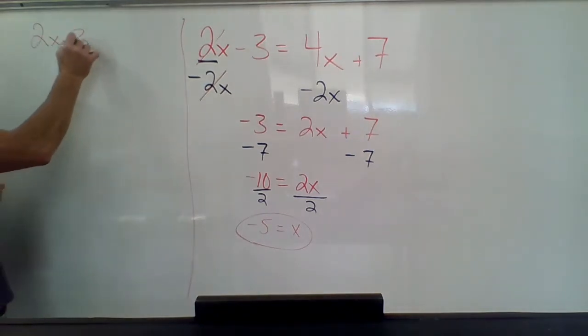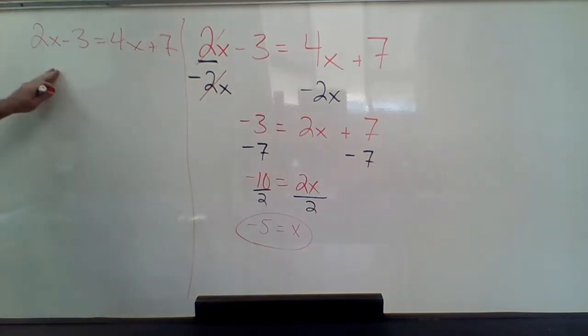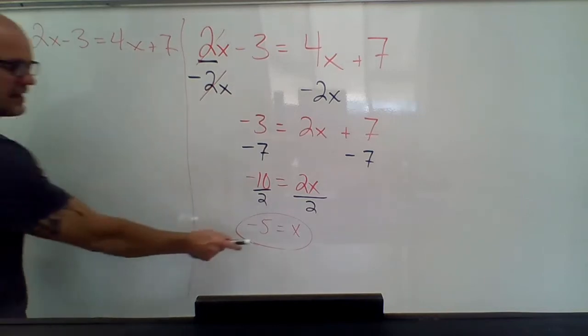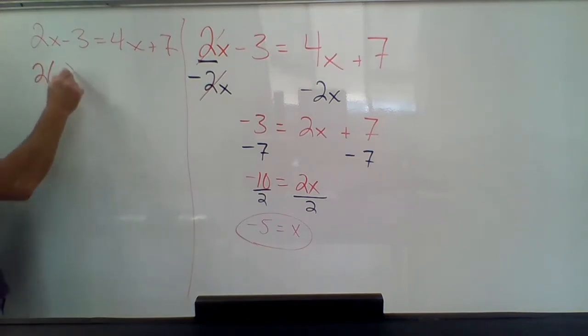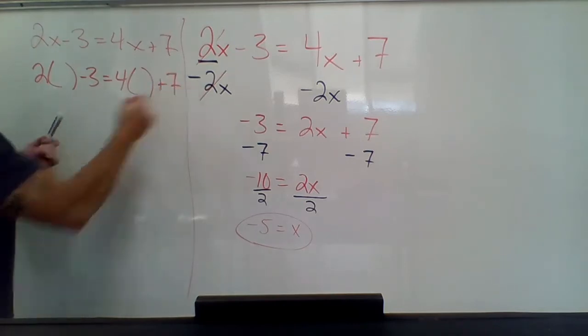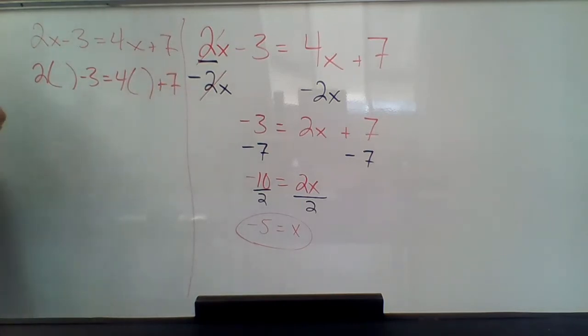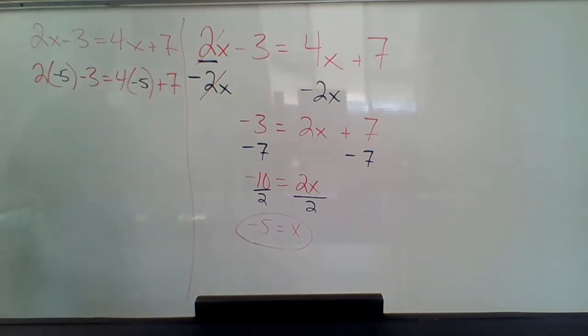So 2x minus 3 equals 4x plus 7. That's my original equation. Now what I'm going to do is take that value that I think x is, and substitute it in for x. This means I have to substitute it in on both sides. So I'm putting that negative 5 in here. That's the next step. Now, last step is to figure out what this is.